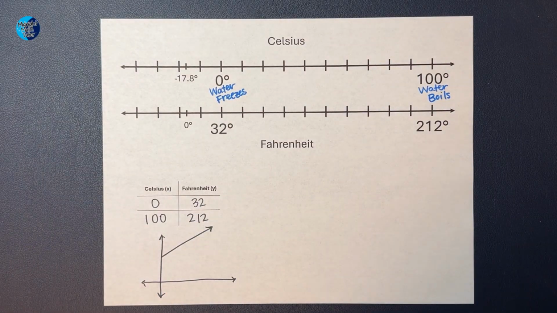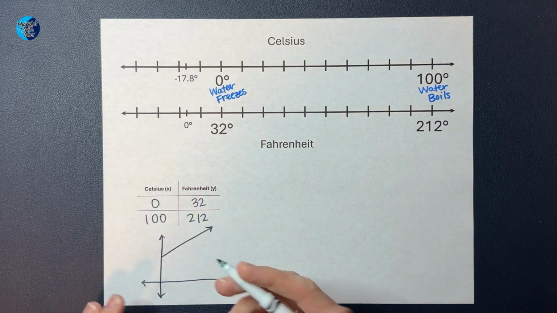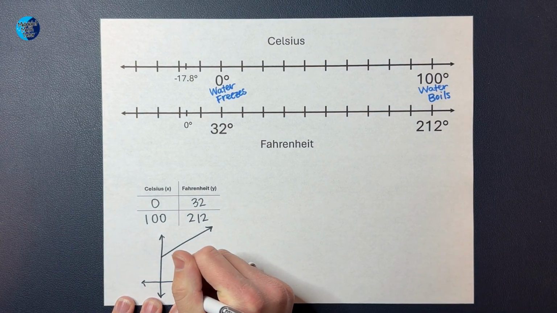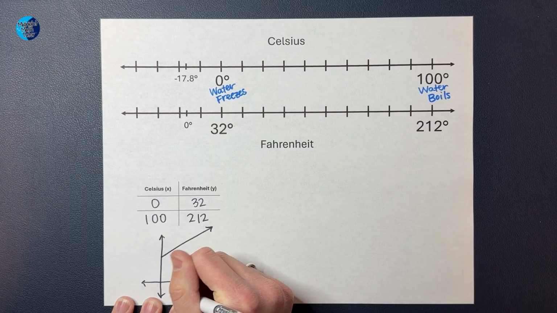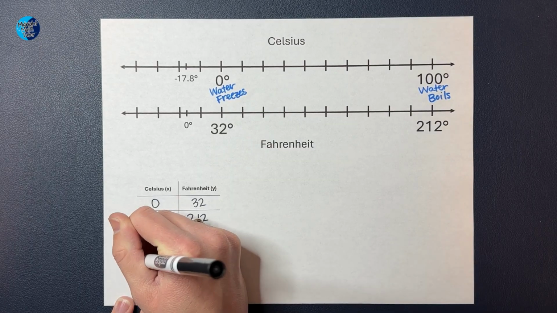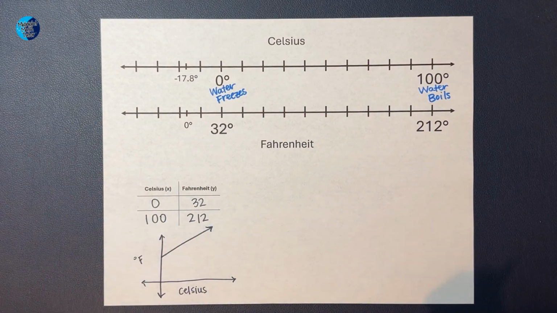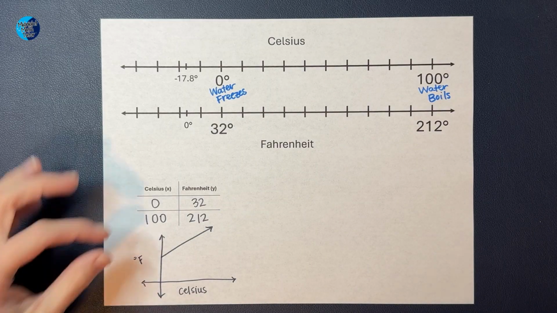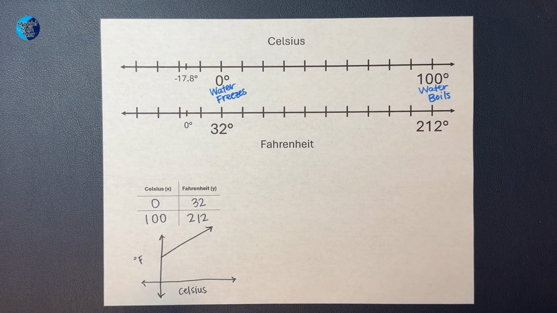It's going to look something like that, right? It would probably be a bit steeper, let's be honest. But this is my Celsius. And this is my Fahrenheit. So from there, we just need to figure out what the equation of this line would be. And I have 2 points, so we can figure that out.